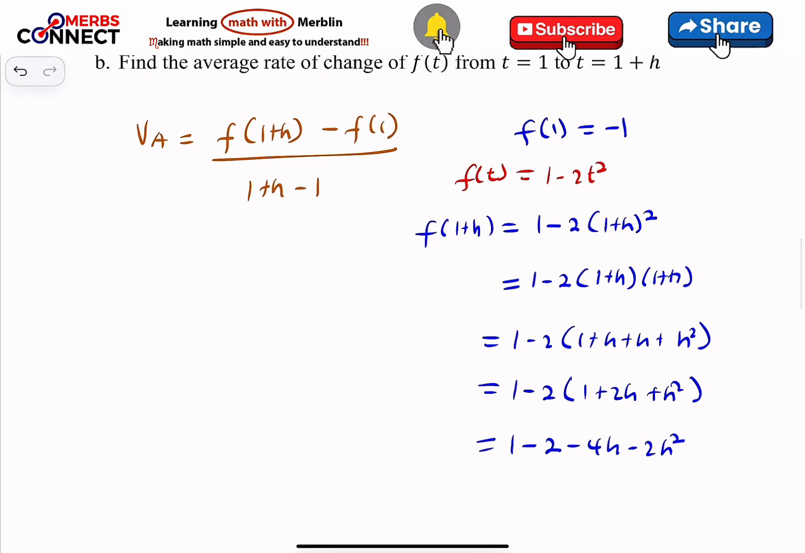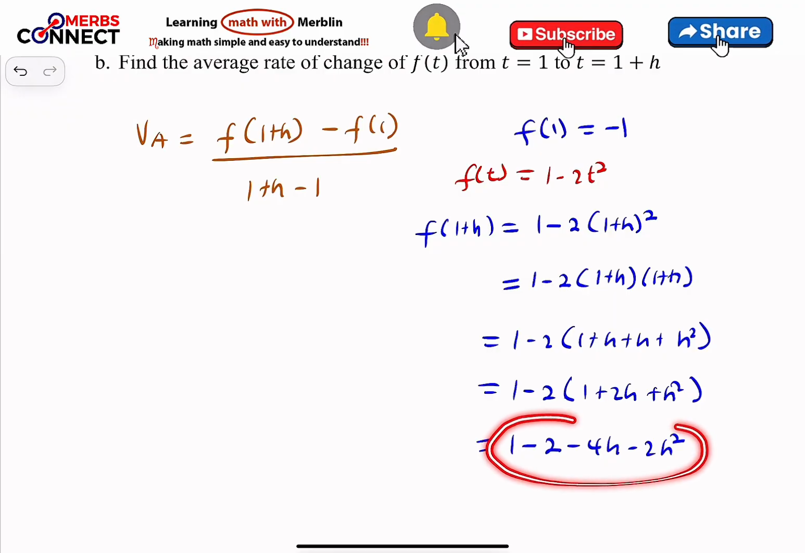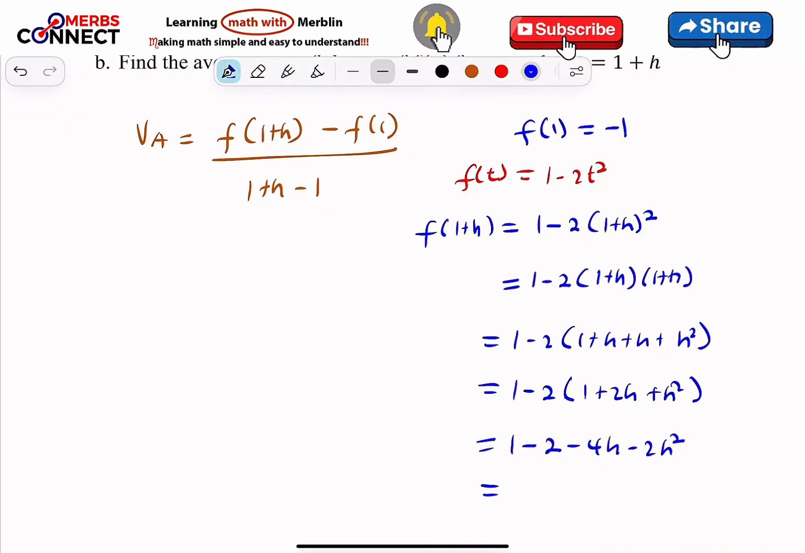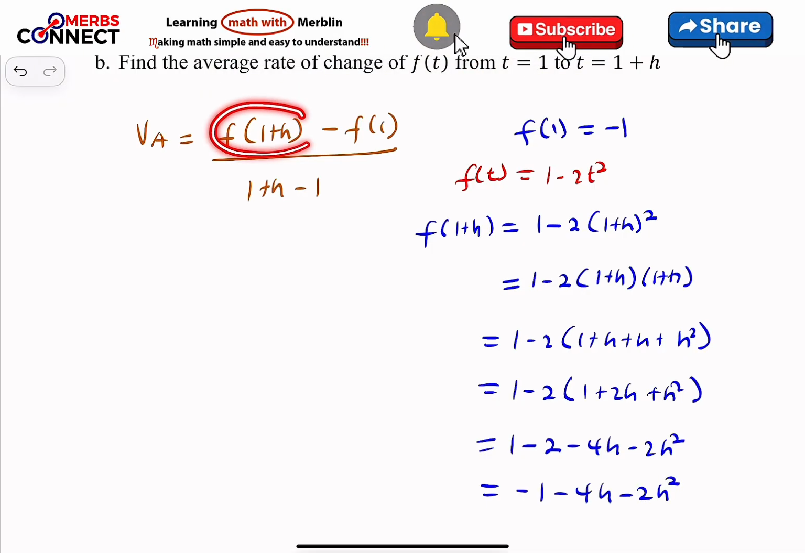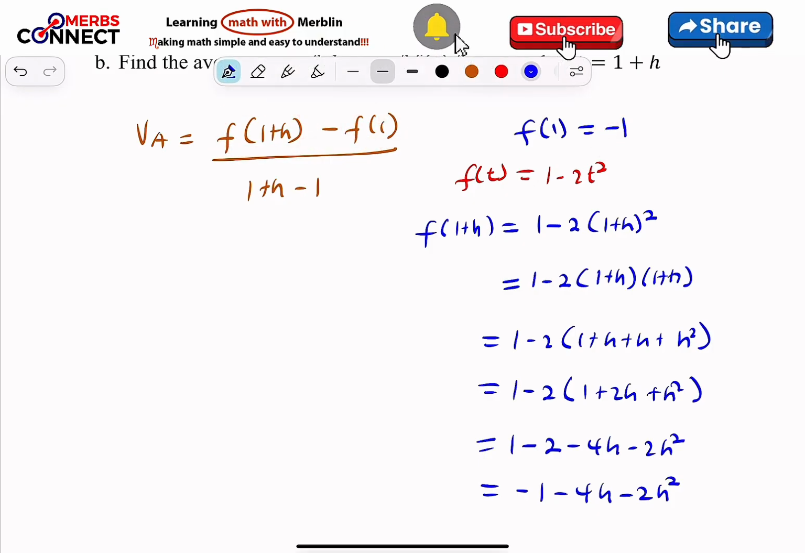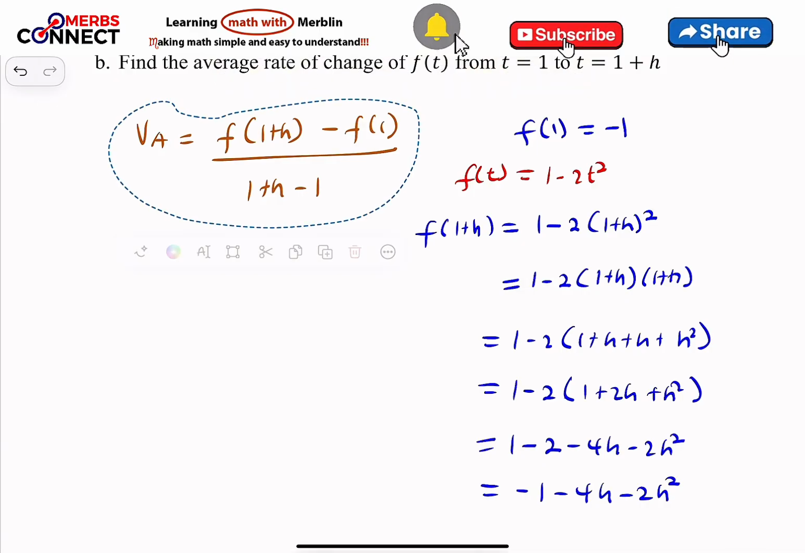So now we are done finding f of 1 plus h, which is equal to this. I think we can simplify it here and have minus 1 minus 4h minus 2h squared. So now we have f of 1 plus h and we have f of 1, which is minus 1. So we can just do substitution here. So let's do that.